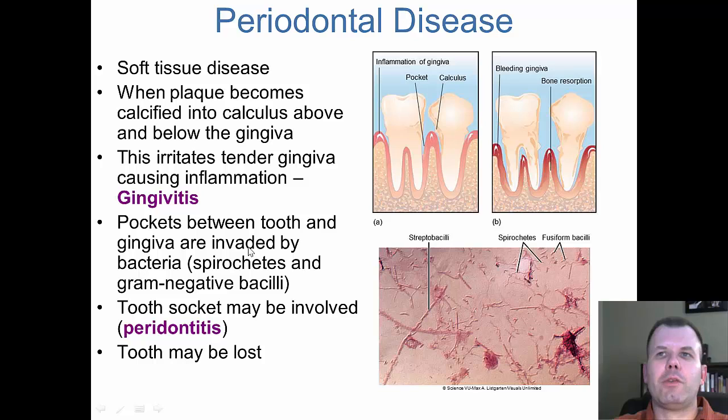And so pockets between the tooth and gingiva are invaded by bacteria. The tooth socket may be involved. This leads to periodontitis, and then eventually the tooth may be lost due to these situations. So obviously this is a bad situation.